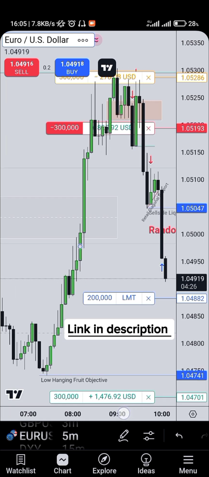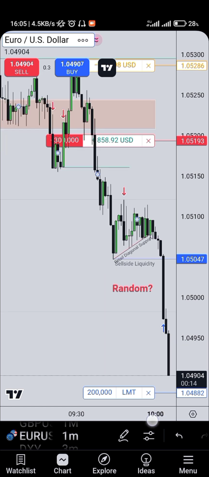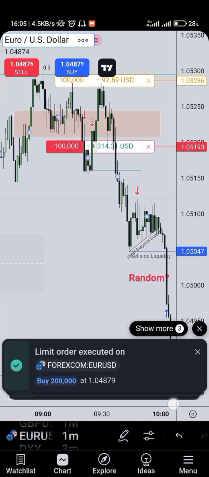My top down analysis, you really want to look at that. That's the basics of everything I'm doing here. So that's the limit I put there, just below that candle's low, and look at that, 200,000 is out.